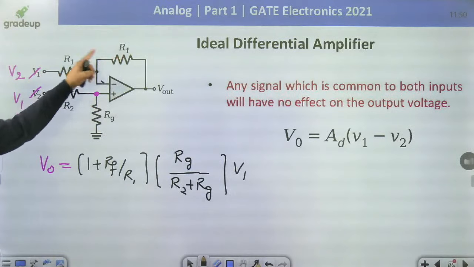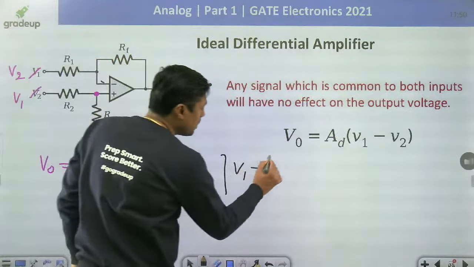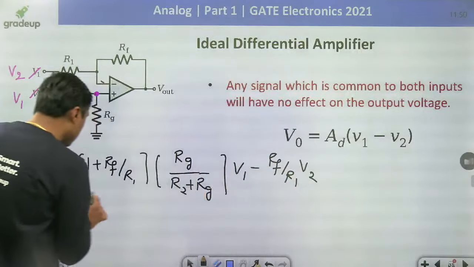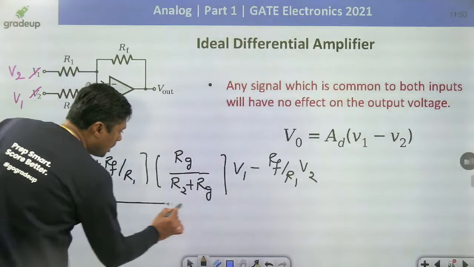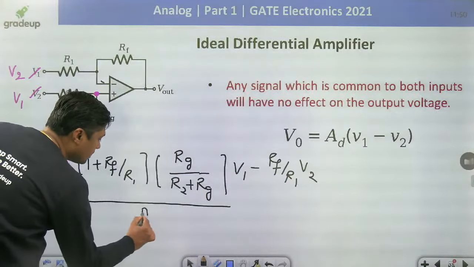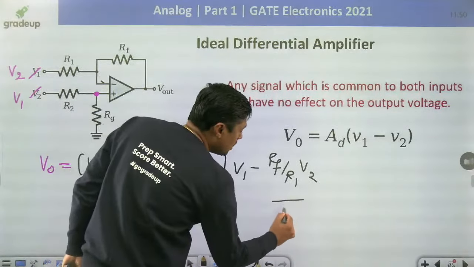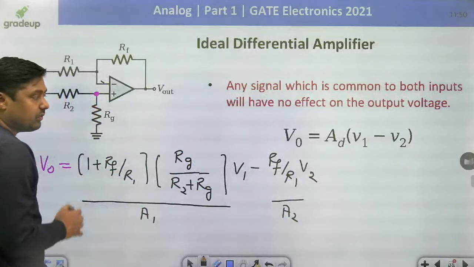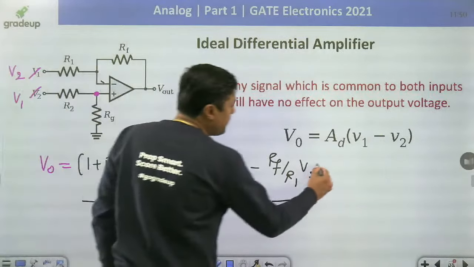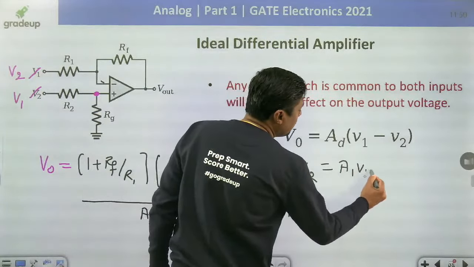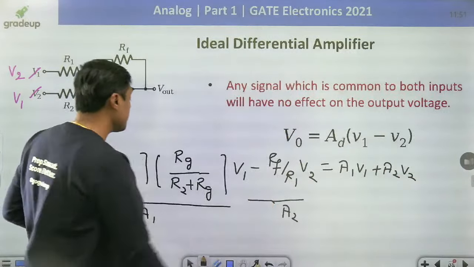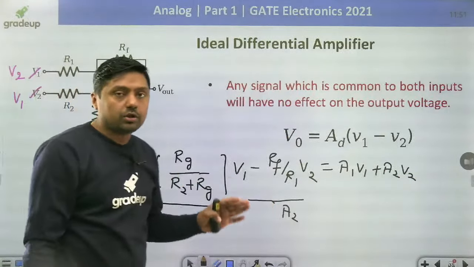What is the gain? Minus Rf by R1 into V2. Now this term is A1 and this term is A2. So A1 V1 plus A2 V2. You can compare with A1 V1 plus A2 V2 and you will get the answer. What is A1 and what is A2?